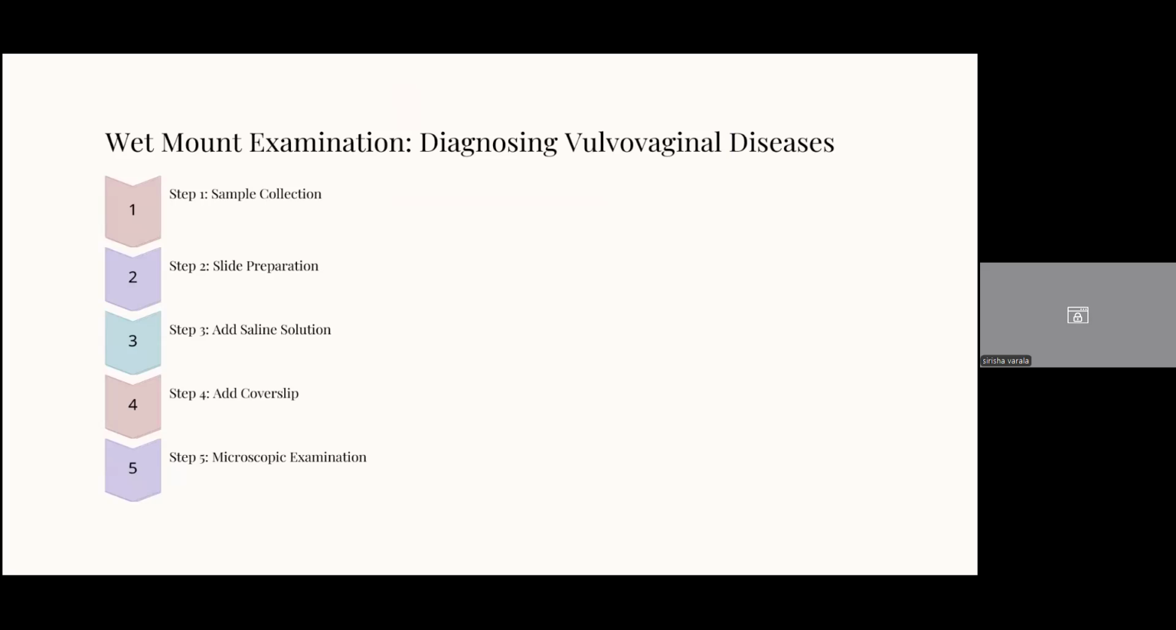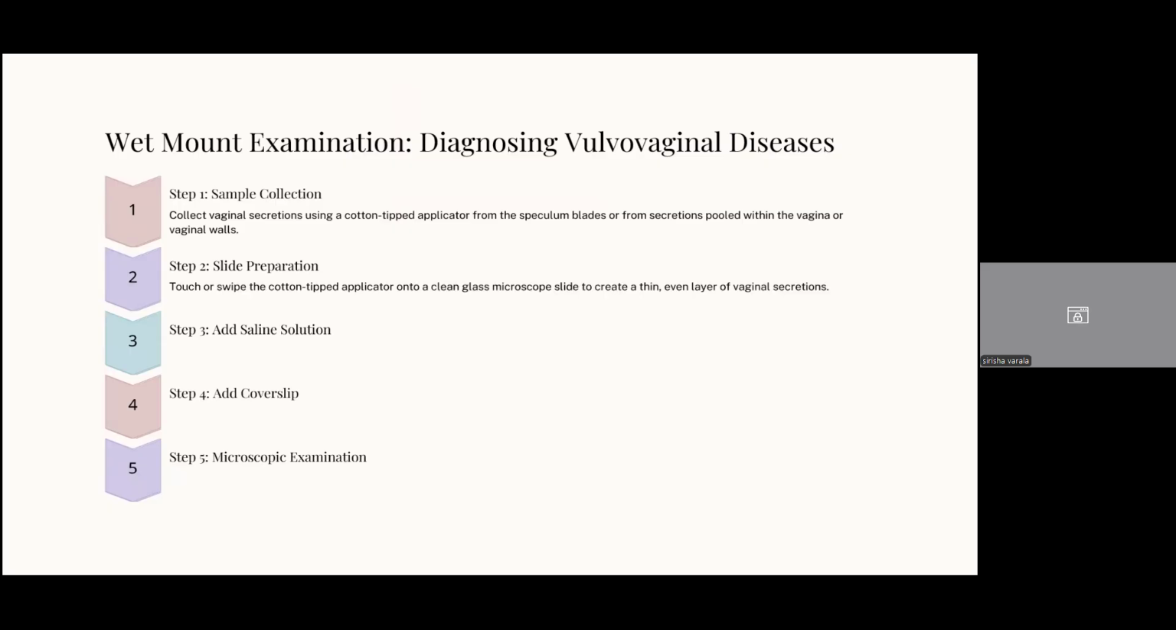Then next, coming to the wet mount examination. Wet mount examination is done for vulvovaginal diseases. So you take the vaginal sample, the secretions, with a cotton tipped applicator, or from the blade if you're using one for examination, or from the secretions which are pooled within the introitus. You touch this applicator onto a clean glass slide and form an even layer of the secretions. You add a drop of saline, no KOH, nothing. That is the wet mount preparation.